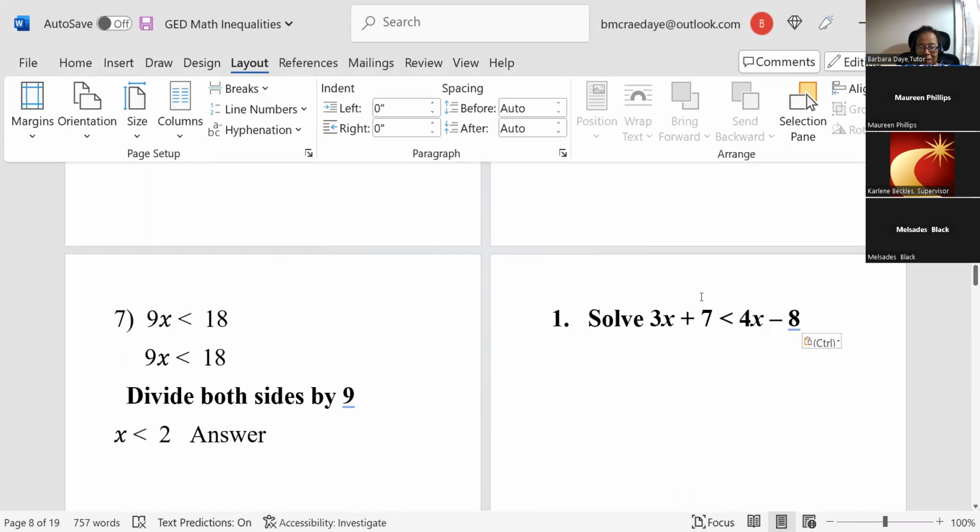Now you see 3x plus 7 less than 4x minus 8. Now this is more than one step. The ones we just did were one step. This one requires more than one step. And why? Because you see a variable here on the left, and you see a variable here on the right. You see a constant here on the left, you see a constant on the right. So you need to get these x's together, and you need to get these constants 7 and -8 together. Now, there's more than one way you can do this, all right? But let me just ask, Maureen, which step would you do first?